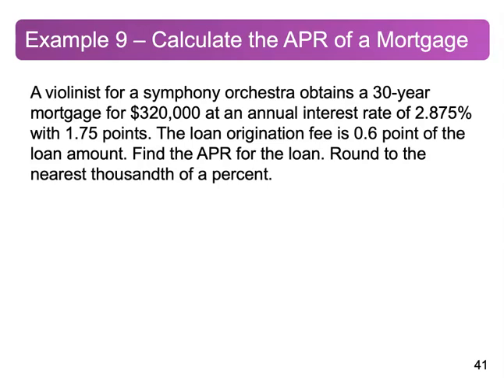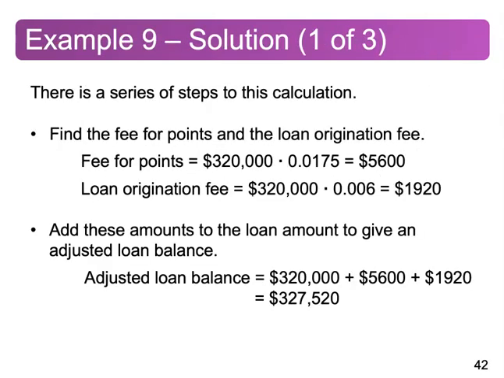The loan origination fee is 0.6 points of the loan amount. So how would we find the APR for this loan? We've got a few things that we need to do in order to answer this question. First, we need to figure out the fee for those points with the original loan. Take the loan amount, multiply by 1.75%, so there's $5,600 in fees for the points.